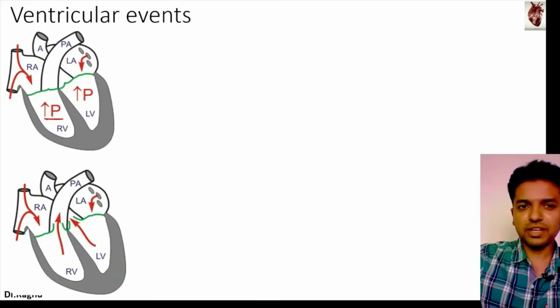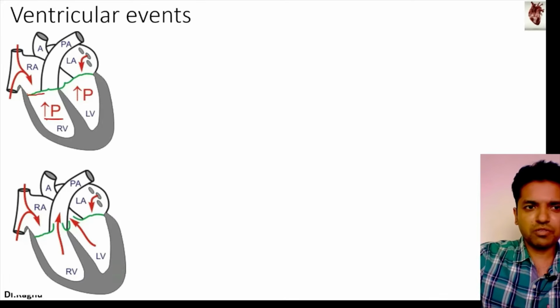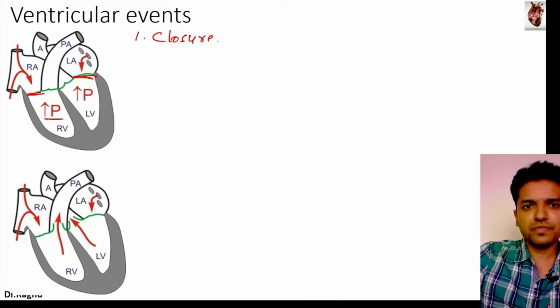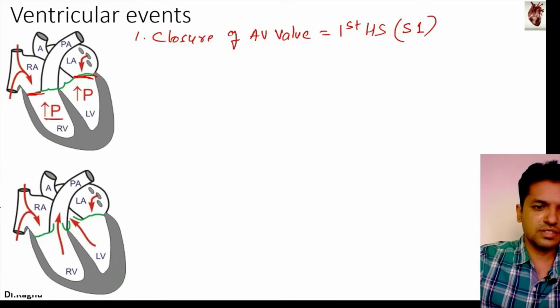Because of an increase in the pressure in the ventricles in comparison with the atria, the atrioventricular valves on both sides are going to shut off. So the first and foremost event which occurs is closure of the atrioventricular valve. This closure is the one which is going to produce the first heart sound, also designated as S1. Okay, so that's the first thing which is going to occur.